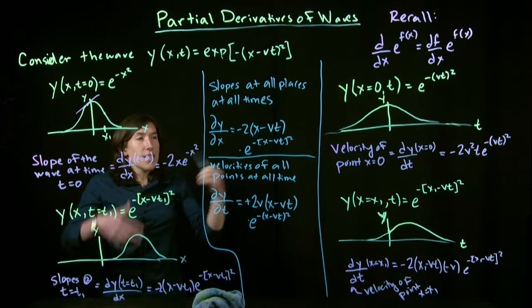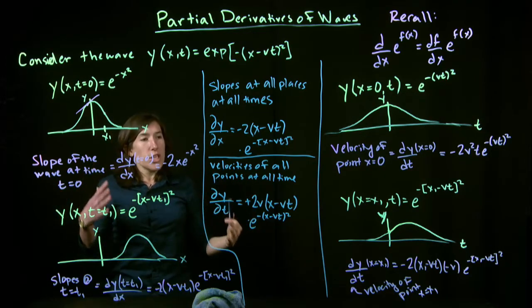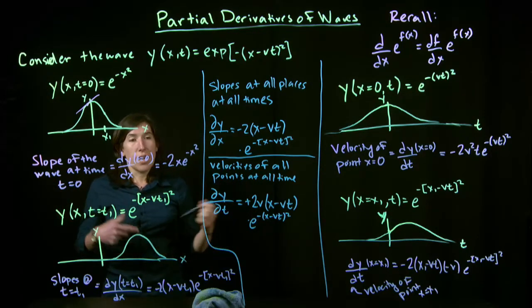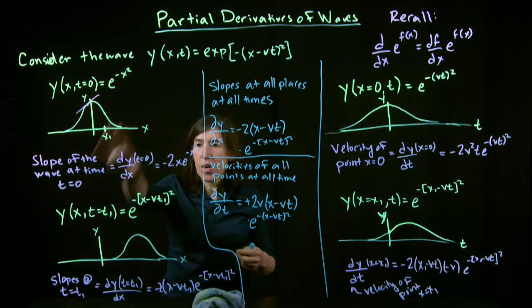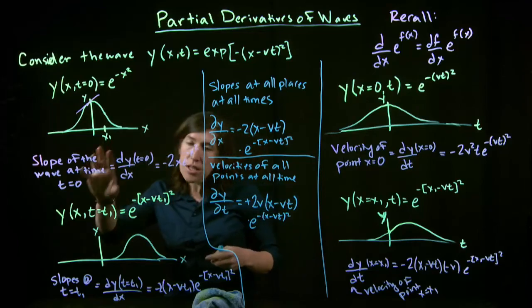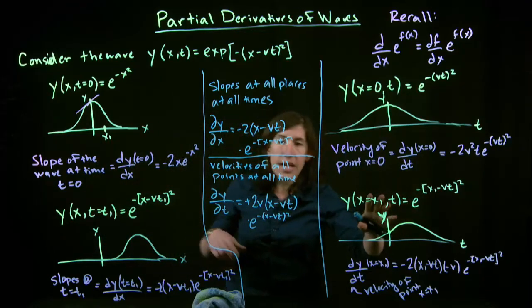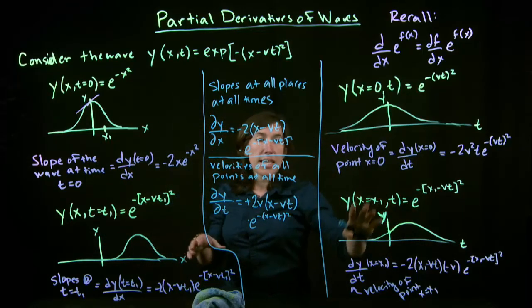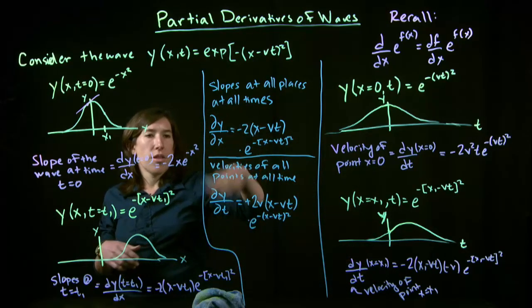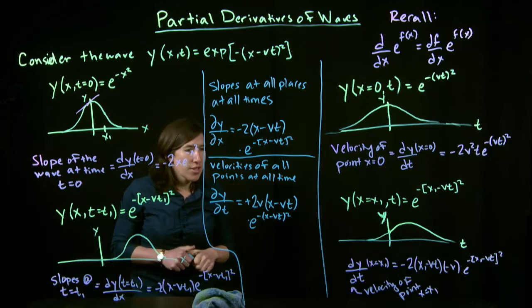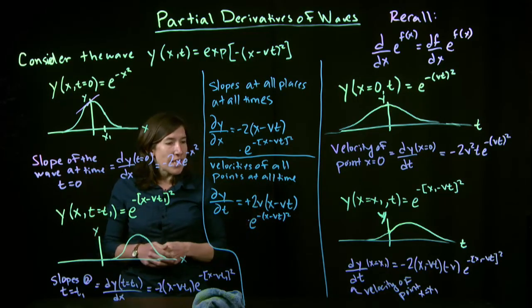So hopefully this all gave you a little bit more intuition about what partial derivatives are doing for us. We're really doing exactly like what we were doing over here, where we were setting it to a particular time or a particular place. We're treating either time or place as a constant and then only varying the one variable. So hopefully that clears some things up.